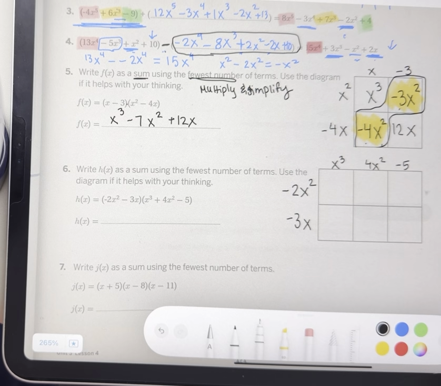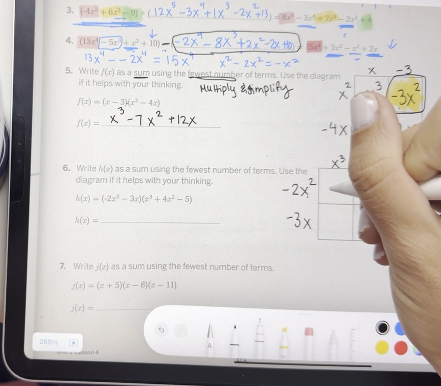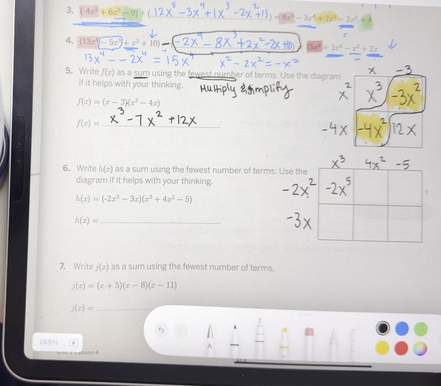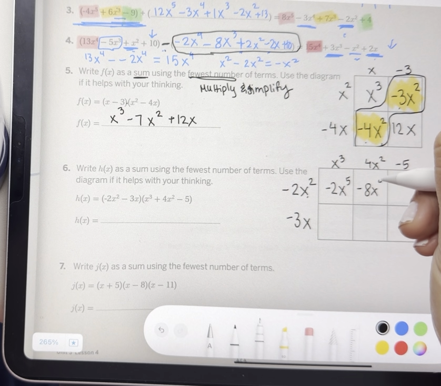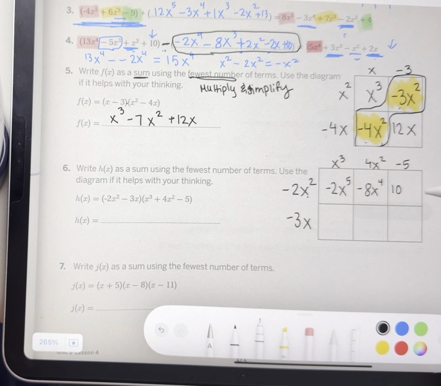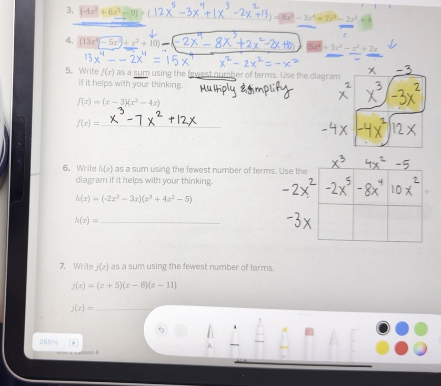And then I just start multiplying this times this. It is negative 2x to the 5th power. So you multiply coefficients and you add exponents. This is negative 8x to the 4th power. This is 10x squared. So far, so good? Yes.